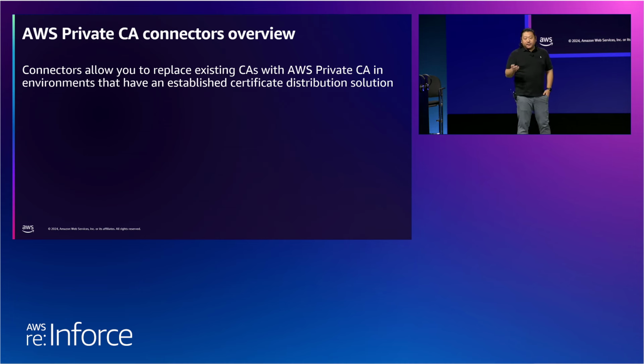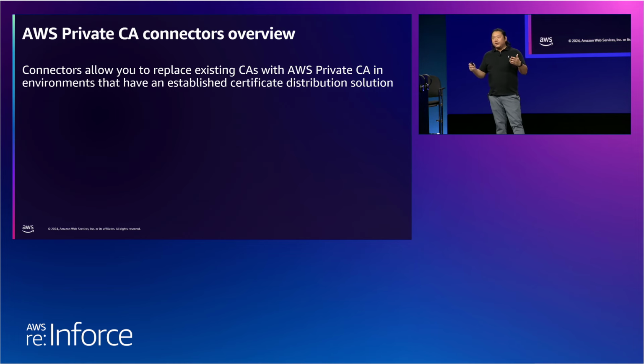I'm going to take one step back and talk about the connectors overview, which is, what are connectors? Right? AWS Private CA, I just told you, is a managed solution, scales, great high availability. But connectors allow you to use Private CA in environments that have a natural, native, established certificate distribution solution. That's a mouthful. What does that mean?